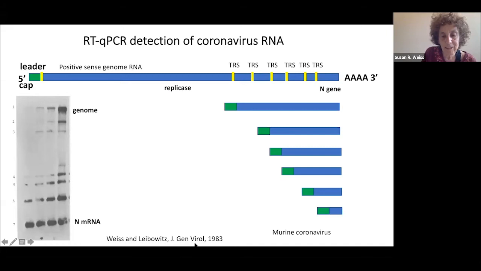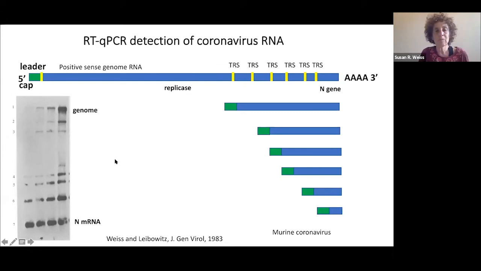This is a gel from my lab from 1983 that I found from a paper we published way back then. And this is a gel showing those messenger RNAs. Here's the nucleocapsid. This is the most abundant RNA shown here. It encodes the nucleocapsid gene. And this is the genome RNA. And then these are all the intermediate subgenomic RNAs shown here.